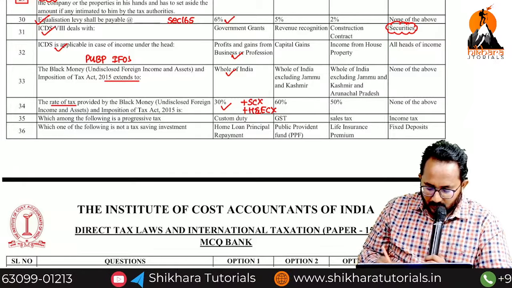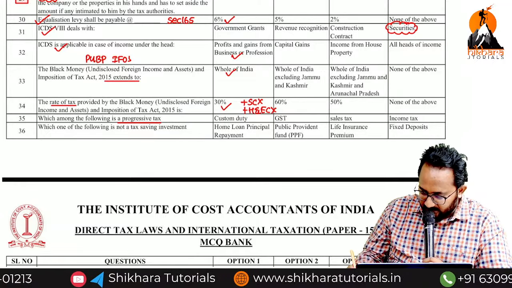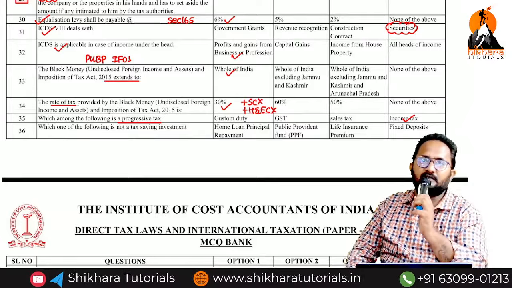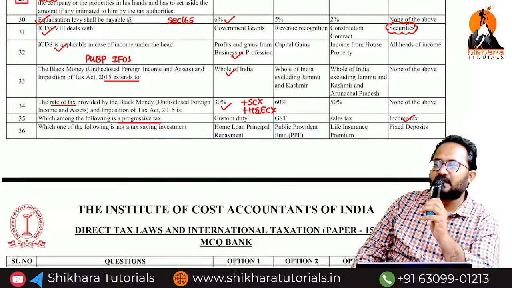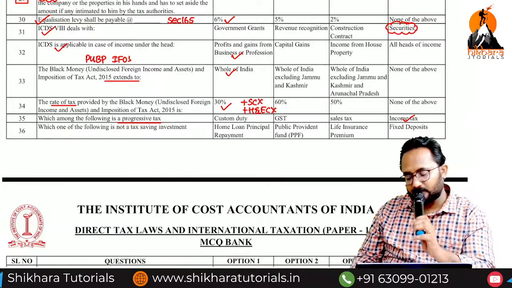Which one of the following is a progressive nature tax? Income tax. What do you mean by progressive nature? If your income increases, the tax liability also will increase. That is only called a progressive nature.